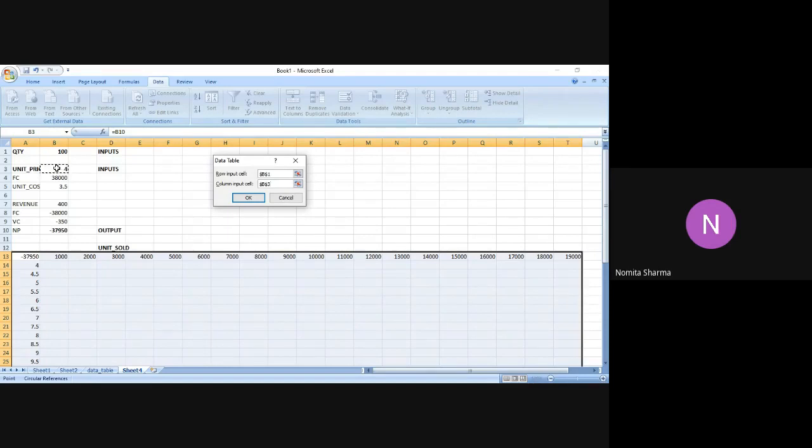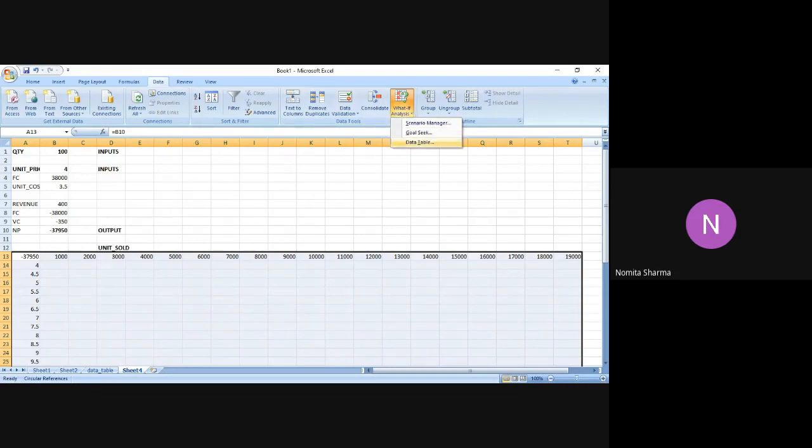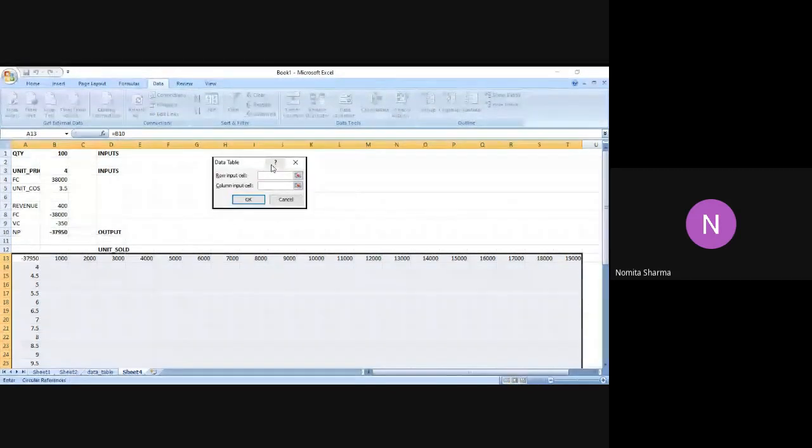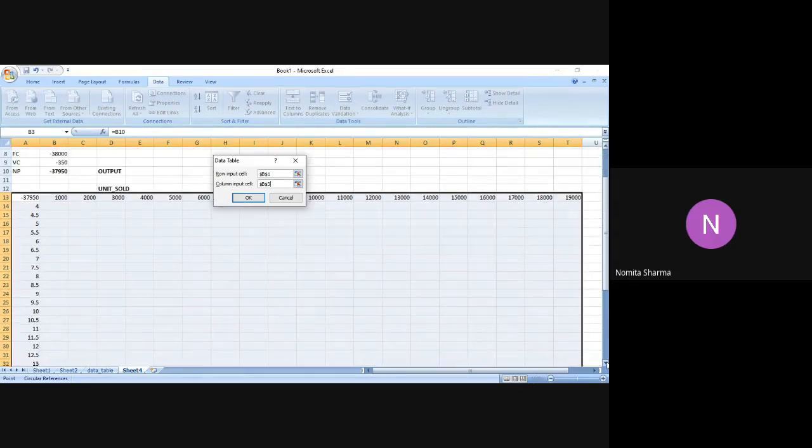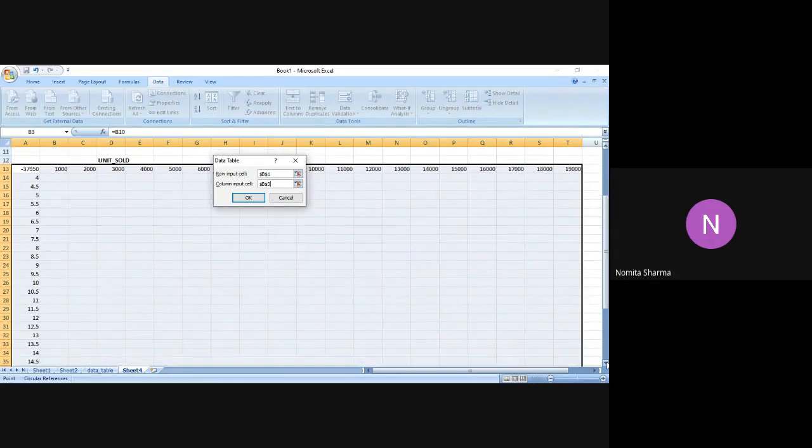All right, I repeat again what I've done. If I just delete that, I have just gone to the data. In data, I've gone to what-if analysis. In that, I've gone to data table. And here it is asking me for the two inputs. So for the first input, I give the quantity which I want to change. And the second, I give this unit price which I want to change. All right. And then I'm going to press OK. And then let's see what change it gives us for the matrix that we have made just now.